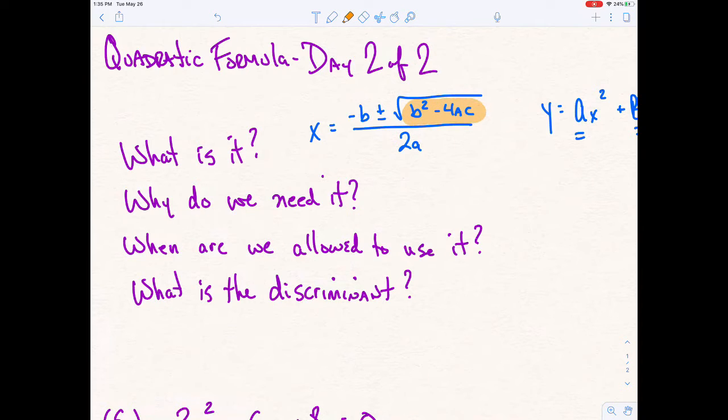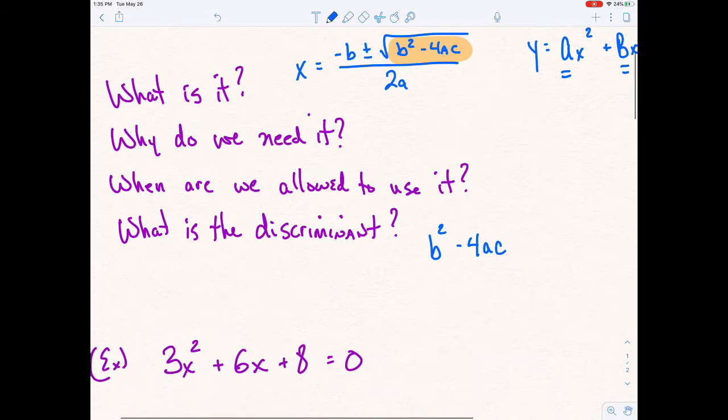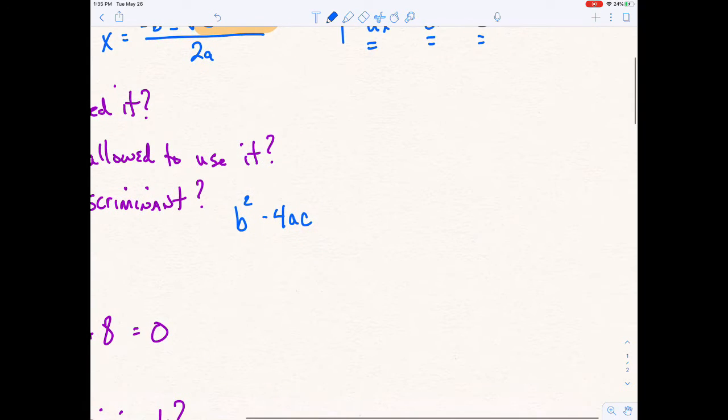And then finally, what's the discriminant? The discriminant is this piece or the value that ends up inside of your square root symbol. We can imagine that it's just the b value squared minus 4 times the a value times the c value. And it's just a numeric value. But because it is inside of a square root, it means a couple things.